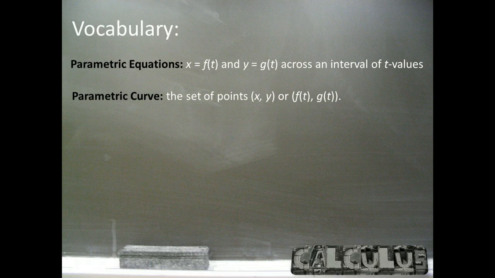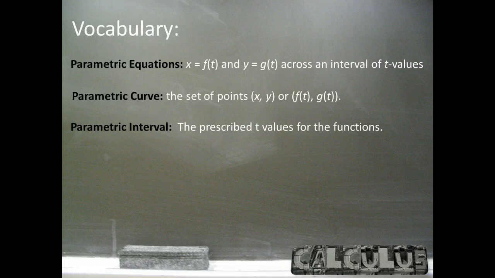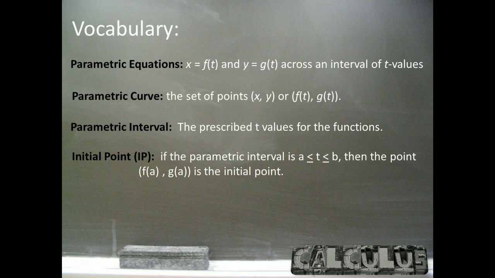Parametric curve. The parametric curve is the set of the xy points, or the set of f of t comma g of t points. And that simply means a parametric curve is a graph of the parametric equations. The parametric interval, that's the prescribed t values for the functions. The initial point, which we're going to abbreviate the IP, if the parametric interval is from a to b inclusive, then the point f of a comma g of a is the initial point. And all that means is it's the starting point.